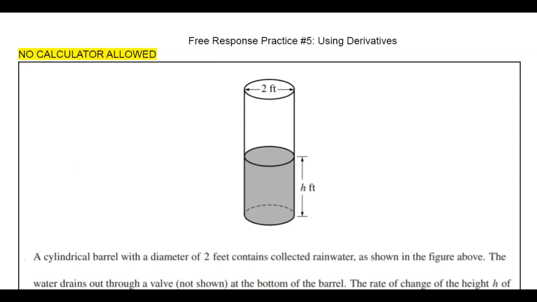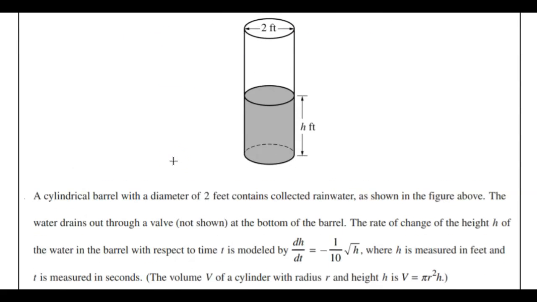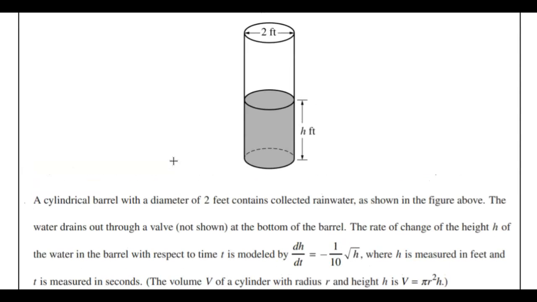Okay, so free response number 5, two different questions. We could do 2 parts on this one. So this would be no calculator allowed, so no decimals. And it's a cylindrical water problem. So it looks like we've got 2 feet for a diameter, which means my radius is 1 foot.